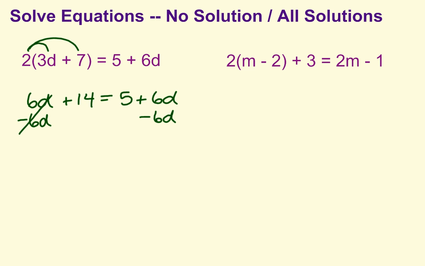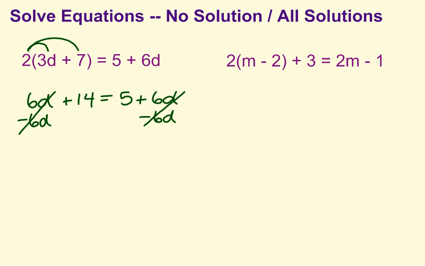So over here on the left, that cancels like I wanted it to. On the right, we didn't intend for this to happen, but we noticed that we have a 6d minus a 6d as well. So that is gone. So what we just did is we started solving, and when we got our variable on the same side, they canceled each other out. So we no longer have a d to solve for. This means that we're not going to have a number for our answer. It's not going to be d equals 5 or d equals 7.